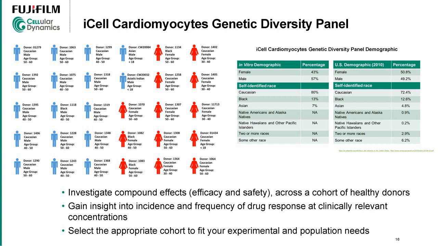The panel has approximately 80% Caucasian, while in the U.S. it's approximately 72%. The panel has approximately 13% black, and the U.S. population is approximately 12%. And the Asian population of the panel is approximately 7%, while in the U.S. it's about 4.8%. So you can see there's nice agreement between the panel and the U.S. population. And even though not all groups are represented, we're still working on that.